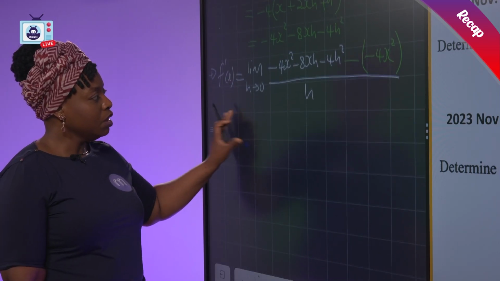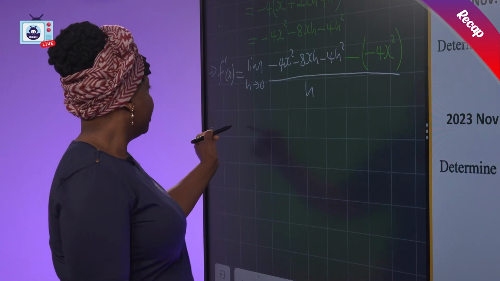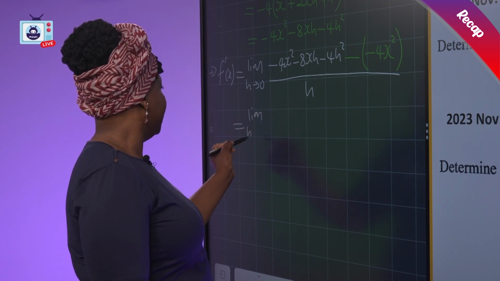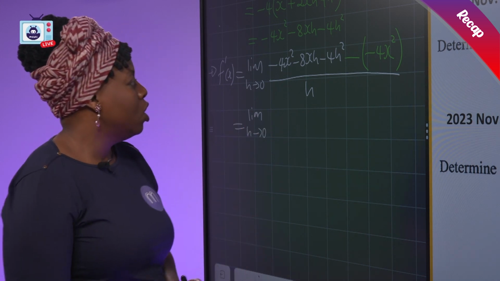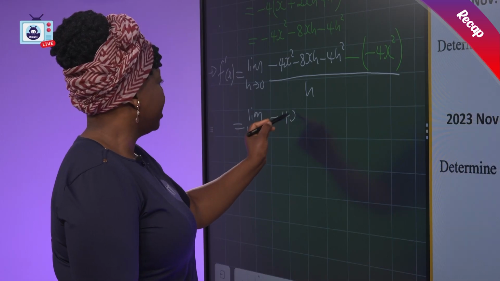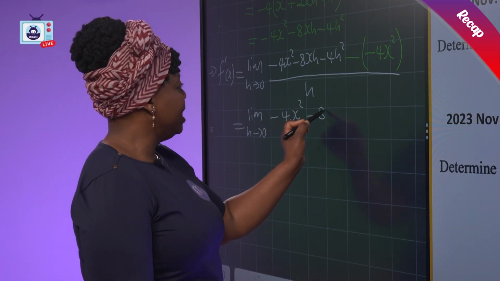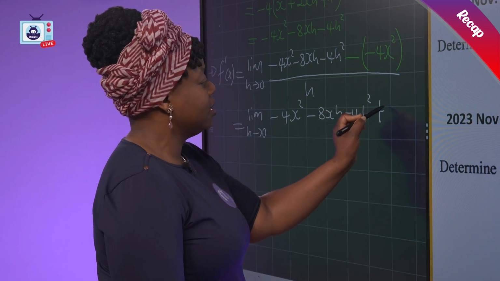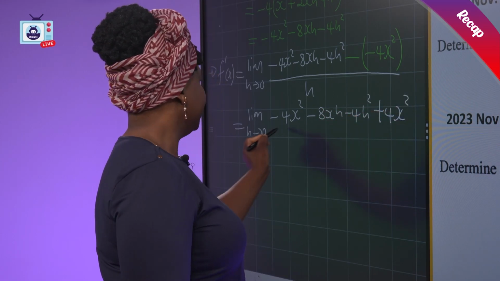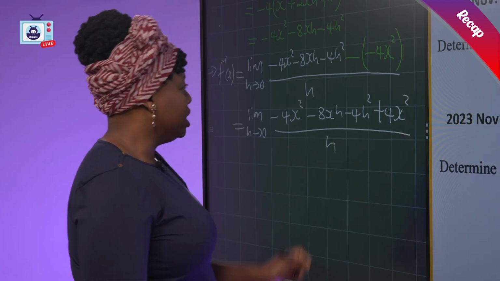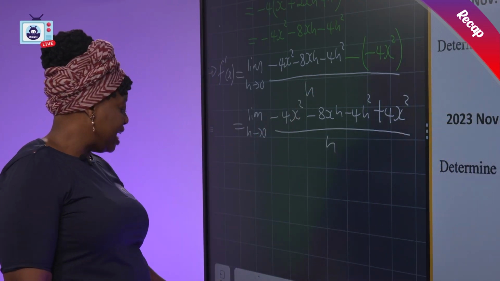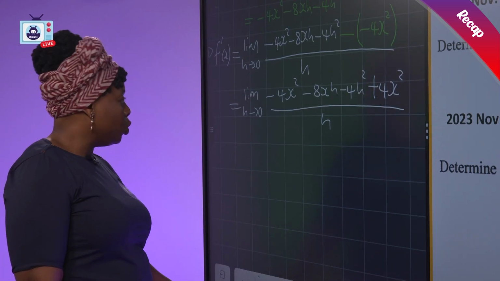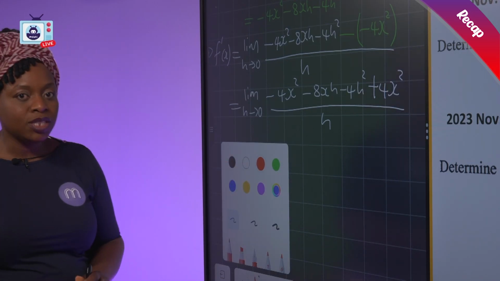Okay. Then we can now do our things, which is to simplify. So that's the limit as h approaches 0. Then we have negative 4x squared minus 8xh minus 4h squared plus 4x squared, divided by h. It is plus because a negative times a negative will always give us a positive. Now, do we have any like terms? Yes, of course we do.